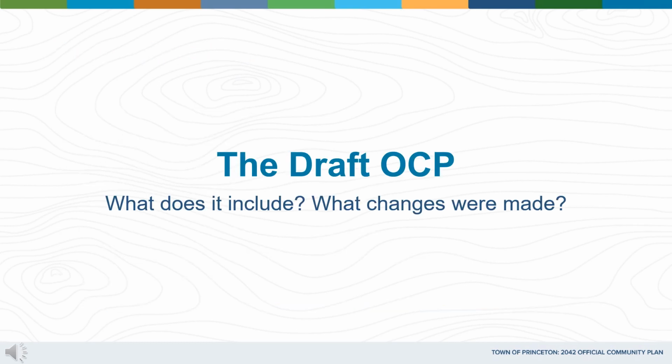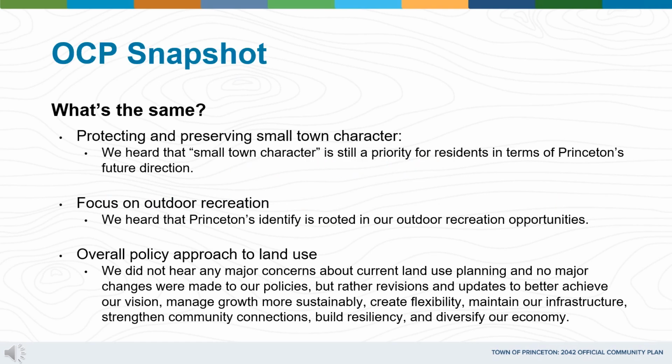So what does the draft OCP include, and what changes were made? To provide a quick snapshot of the changes and updates, we wanted to review what has stayed the same. We have continued to uplift protecting and preserving small town character. We heard that small town character is a priority for residents in terms of Princeton's future direction. This can be reflected in the consistency in our 2008 and 2042 vision and guiding principles, and the policies created to enhance themes like family-oriented community, closeness to nature, knowing your neighbors, and a sense of security and safety.